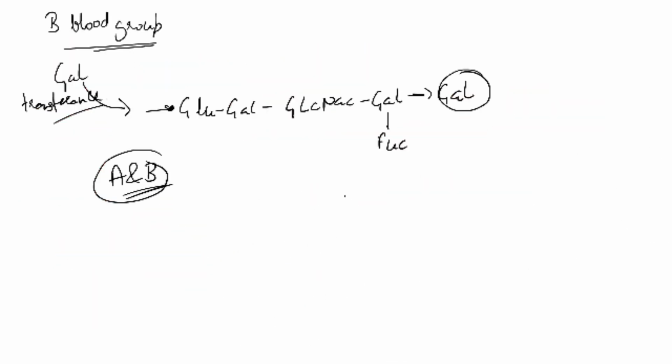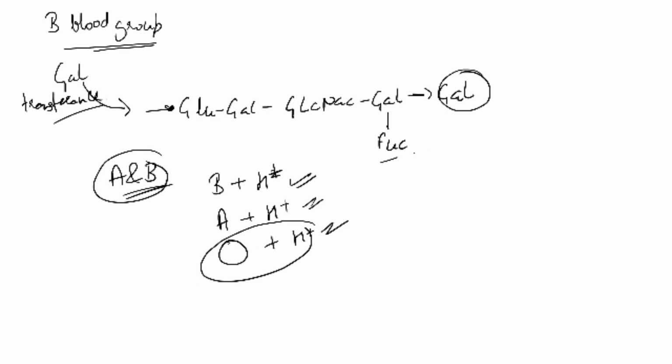So what we saw is that if we have a B blood group, then the H antigen will definitely be present. If we have an A blood group, then also the H antigen would be present. If we have an O blood group, then also we have an H antigen present. So to be an O blood group, we only need fucose. We need nothing else, neither galactose nor N-acetyl galactosamine. So for blood group O, it is only H positive, that is, H antigen.